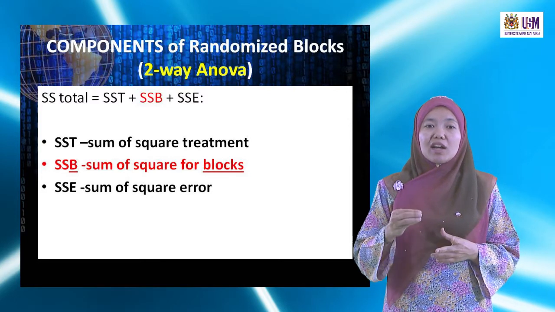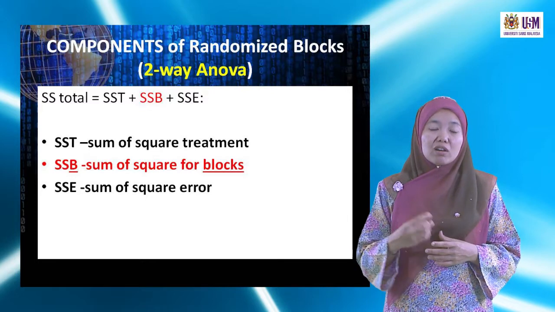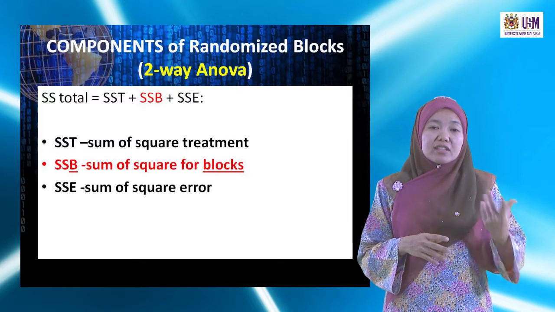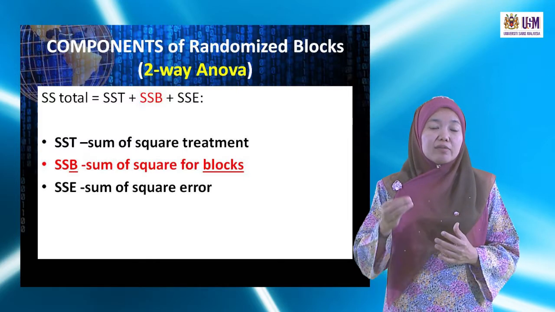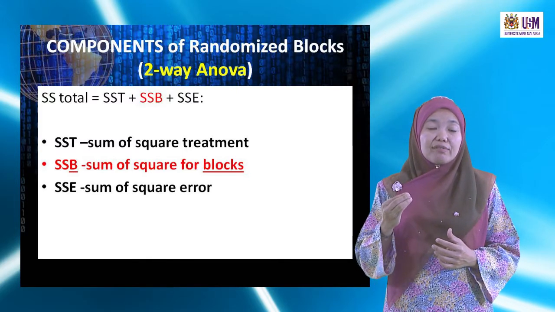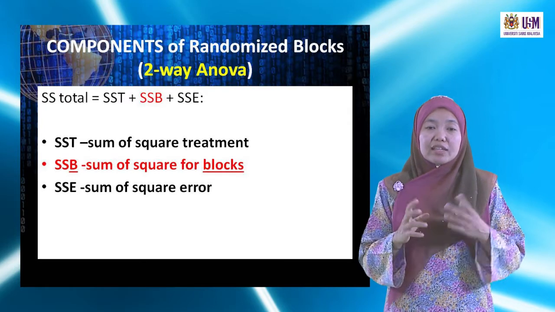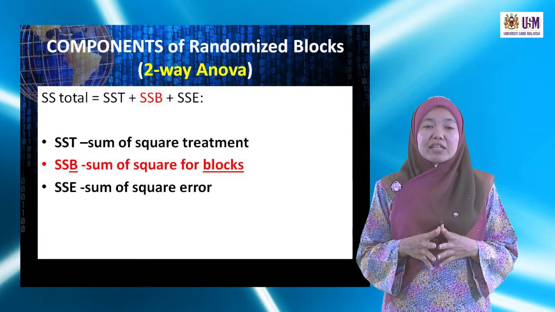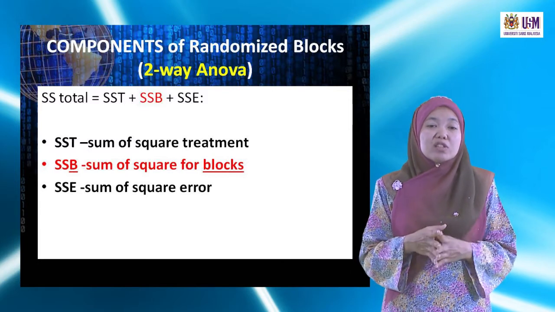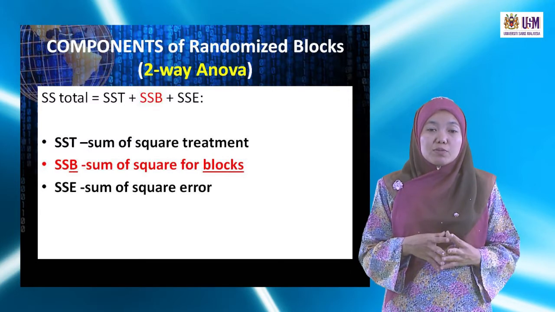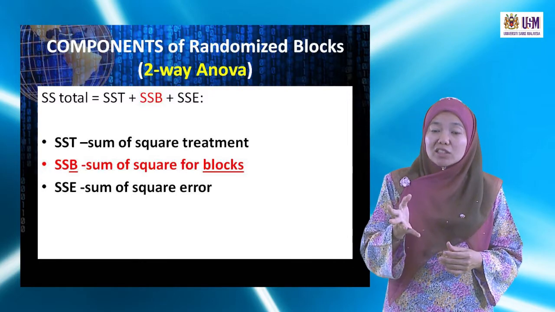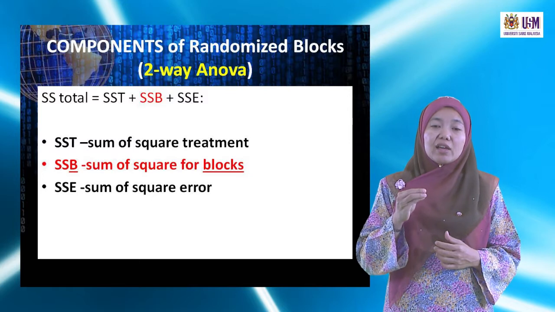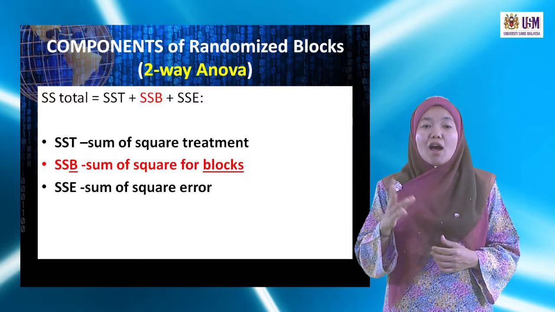I won't be discussing the two-way ANOVA in detail, but I'm going to explain a little bit what are the components of randomized block in the case of two-way ANOVA. It's similar to what we discussed in one-way ANOVA, except that now we have a little bit of addition in the middle. So your sum of square total, your SST, is made out of sum of square for the treatments, the between groups, plus sum of square for the blocks, what is blocks, I'll explain to you after this, and add up to that sum of square for error.